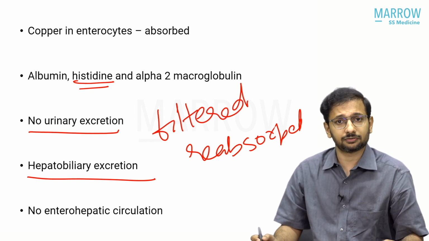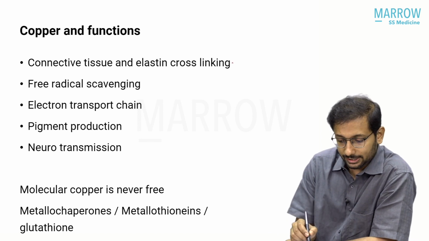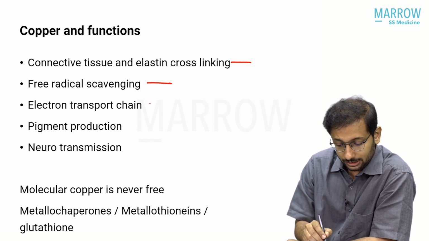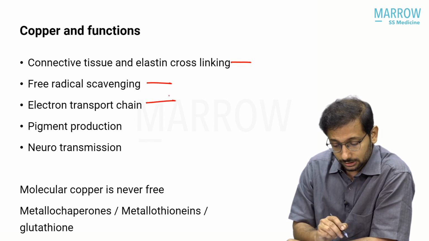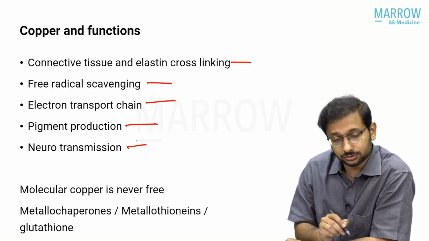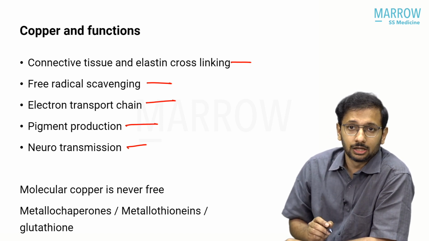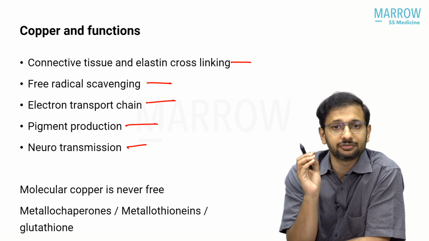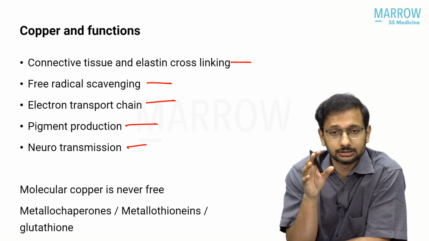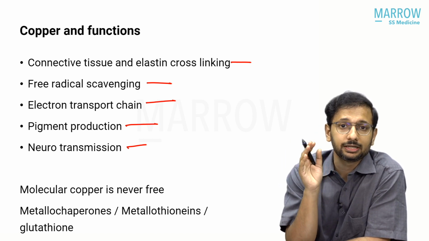Coming to some functions of copper, like I told, it has connective tissue cross-linking by lysyl oxidase, free radical scavenging with copper oxide dismutase, electron transport chain, type 4 electron transport chain cytochrome oxidase, dopamine hydroxylase for neurotransmission, and tyrosinase for pigment production. These are the major enzymes copper is involved in. And what you need to know is molecular copper is never free because it is highly toxic to the tissues. So metallothioneins in the cells, metallochaperones and glutathione bind the copper and keep it non-toxic.